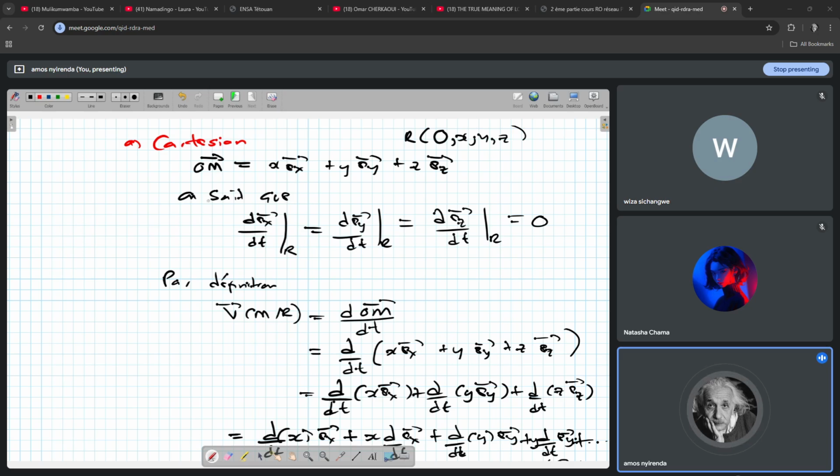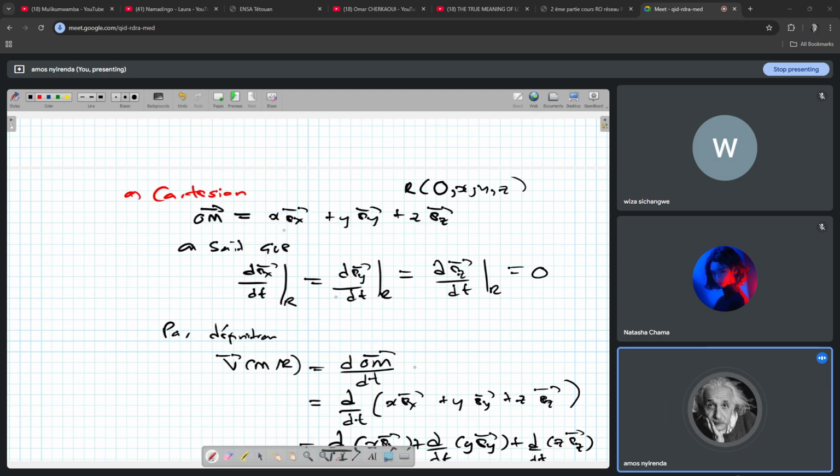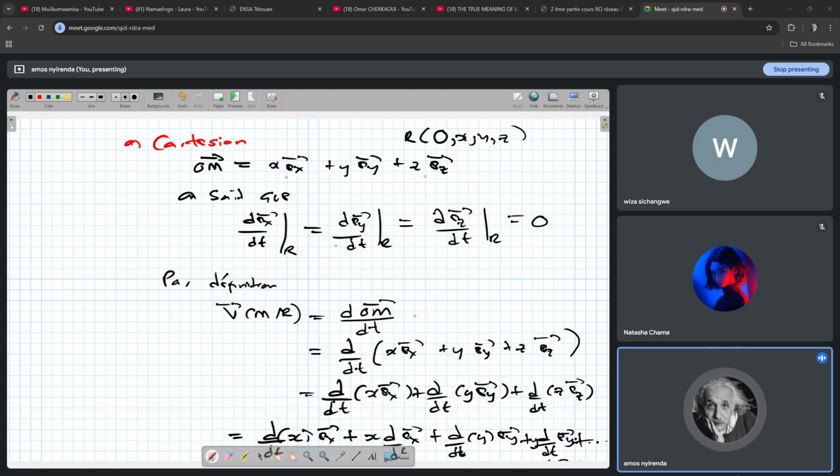Now we want to apply what is here to what we're going to do here. By definition, to find velocity, you have to differentiate le vector position par rapport au temps. That's what velocity is: the rate of change of position with respect to time. Now, since we have the expression for OM, we substitute this OM with this expression we have here: x ex, y ey, and then z ez.